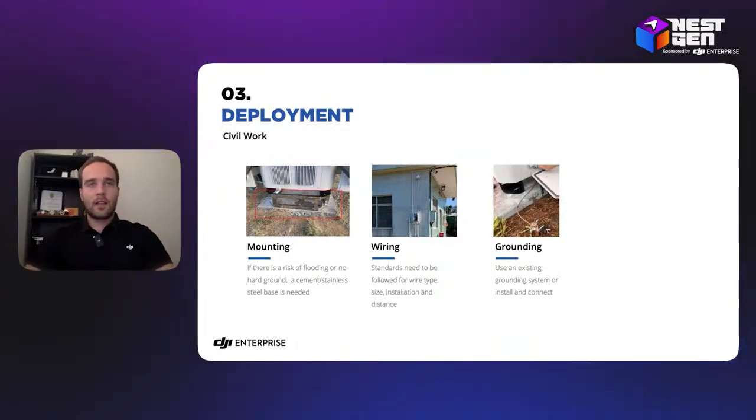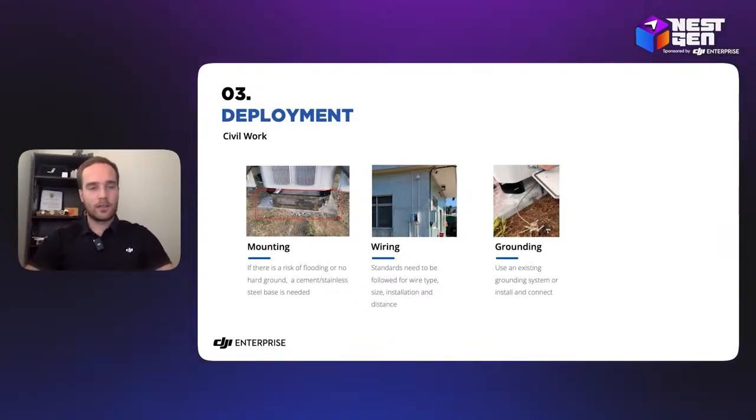Before the dock arrives on site, some civil work will need to be done as well. First off, mounting. If there's a risk of flooding or no hard ground, a cement or stainless steel base is needed. Wiring is going to need to follow standards for wire type, size, installation, and distance. And finally, the dock will need to be grounded using an existing system or by installing a system and connecting the dock to it.